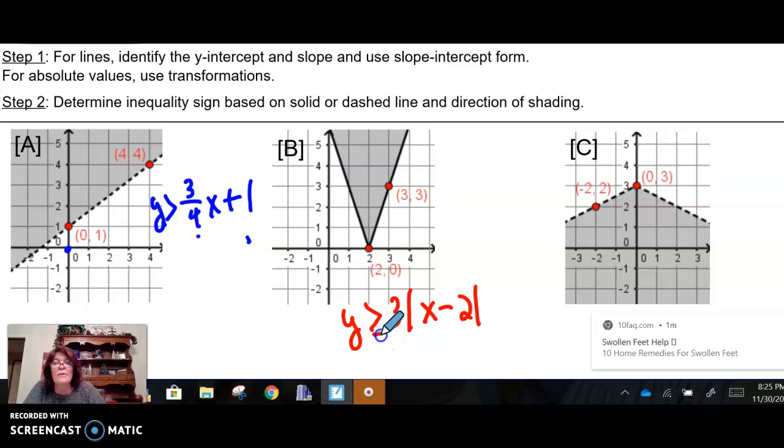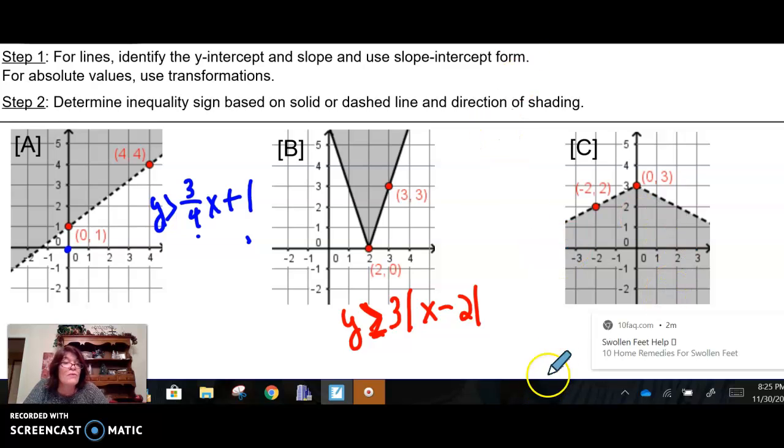Oh, and it's greater than or equal to, isn't it? Because it's solid. Okay, I might test 0, 0 just to see. Is 0 greater than or equal to, let's see, 0 minus 2 is -2. The absolute value of -2 is +2 times 3 is 6. Is 0 bigger than or equal to 6? No. So 0, 0 should not be shaded. So it's not the stuff under here, it's the stuff above it. So I'm convinced I did the right answer there. Y is greater than or equal to 3 times the absolute value of x minus 2.